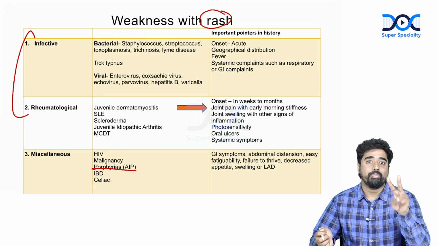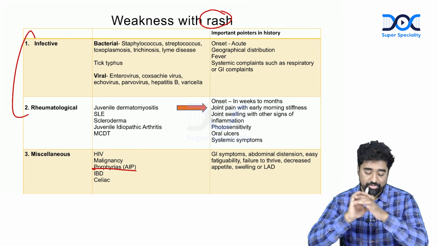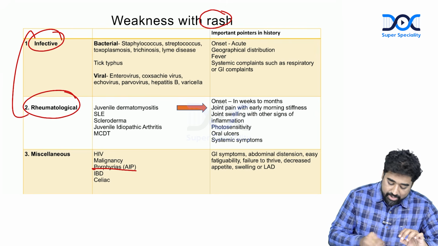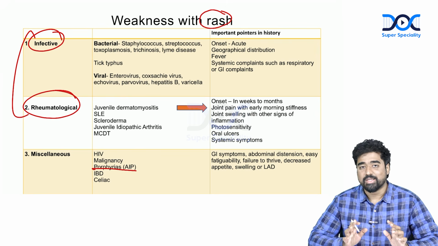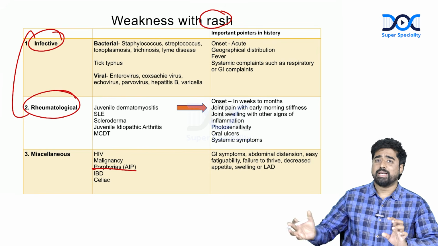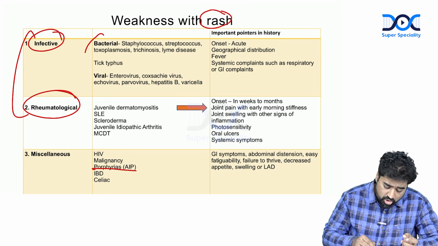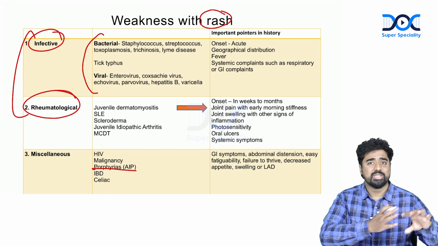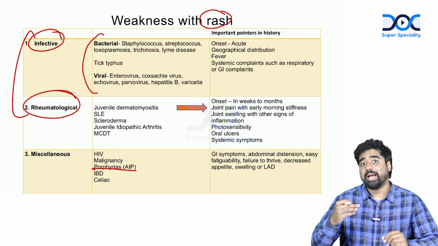Now we come to our two main things that you should immediately think about as soon as you see rash with weakness. That is your infective causes and rheumatological causes. You should rule out drugs, toxins, etc., but you should mainly think about these. Infective cause will be a little bit acute onset, not as chronic as a prolonged course. There will be some geographical distribution depending on the cause, like ticks, etc. are more towards Himachal Pradesh in our Indian region. Then there will be high grade fever.